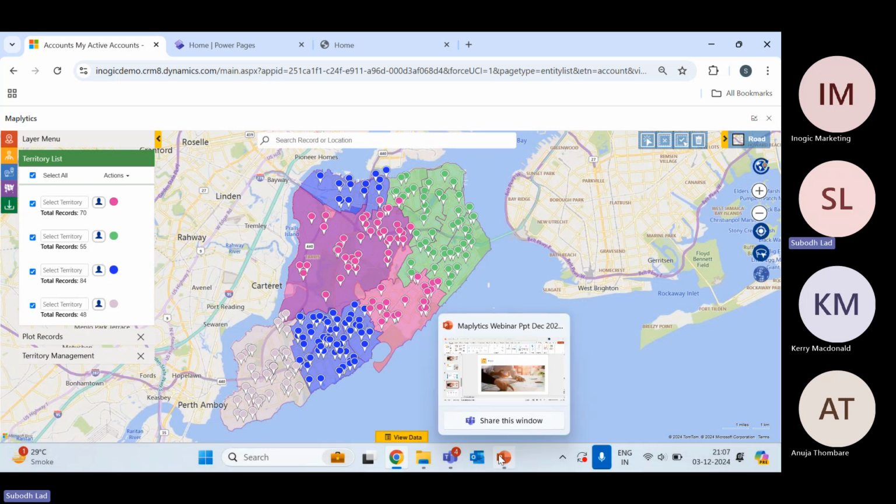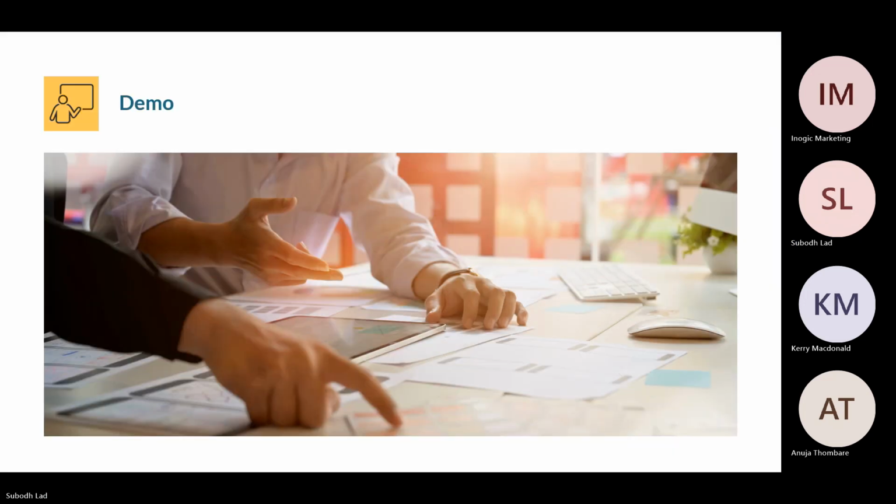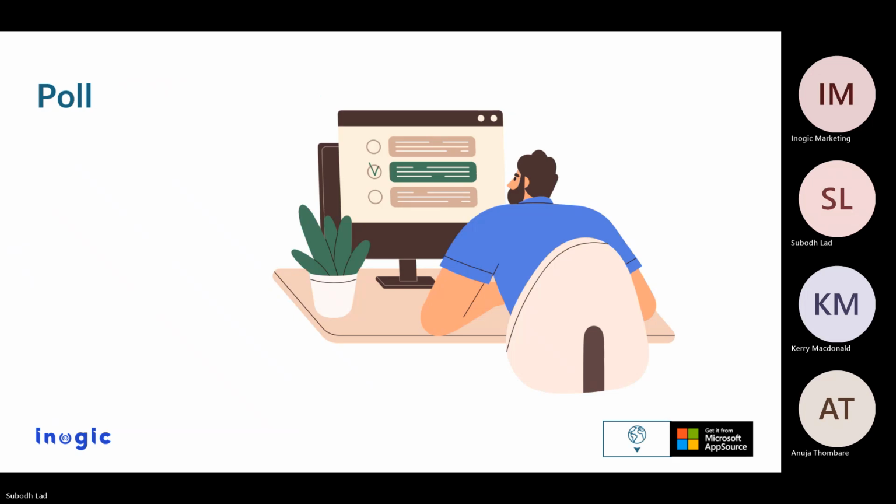And we'll just quickly go back to the presentation. So these are all the features that we have just gone through. We have route optimization, appointment scheduling, mobility across all devices, territory management, real-time tracking, etc. After this, we'll just have a quick poll right now. So in a minute, a poll should be on your screen.